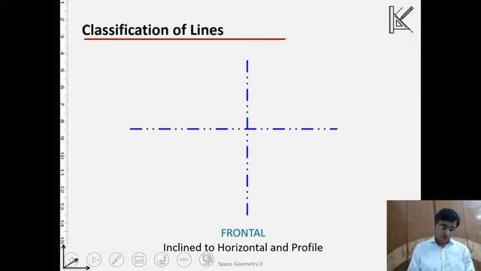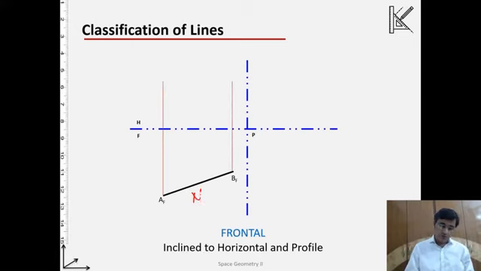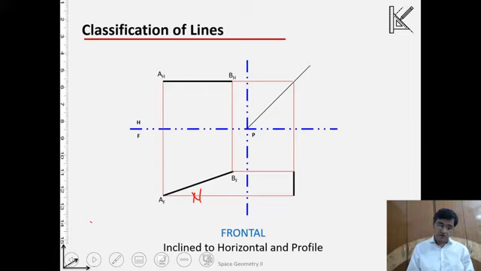Let's quickly draw the projections of this. So on frontal it is the normal view, the foreshortened view on the horizontal, as well as the foreshortened view on the profile. We go further.